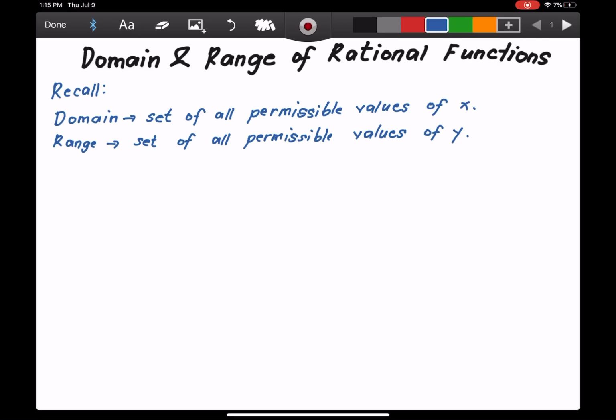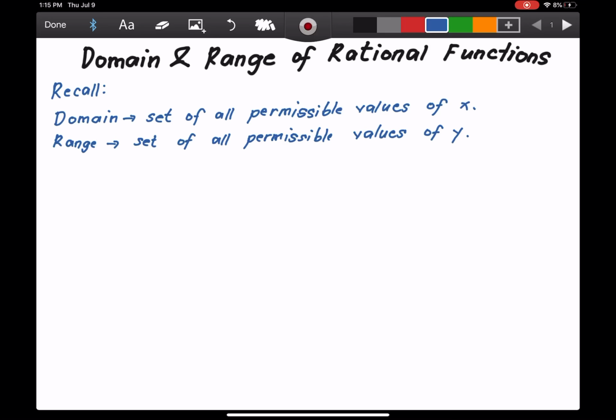Hello everyone. For today, I will be discussing how to get the domain and range of a rational function. Okay? Pag sinabing rational function, para siyang fraction, hindi ba? So let's just try to recall first the definitions of domain and the range.